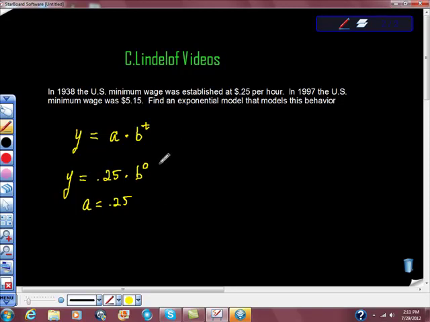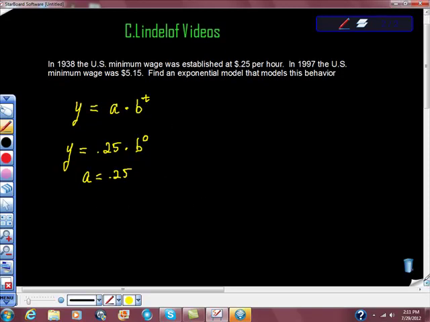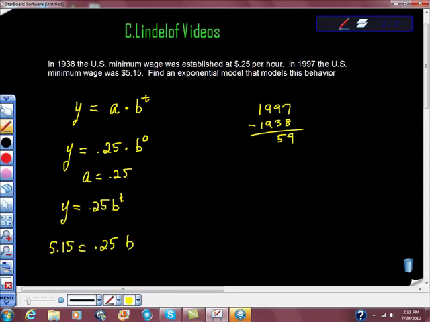So I'm going to go down a little bit here. It's equal to 0.25. That gives us this. So far what we have of our model is y is equal to 0.25 b to the power of t, right? But what we do know is that, well, what is this, 1997? So 1997 minus 1938 is equal to, is it 59? So it's 59 years. So in 59 years later, the minimum wage is 5.15, and we got that by 0.25 times b to the power of 59, didn't we?